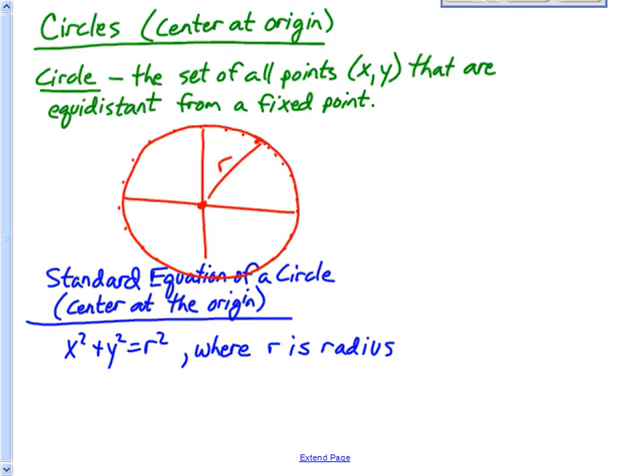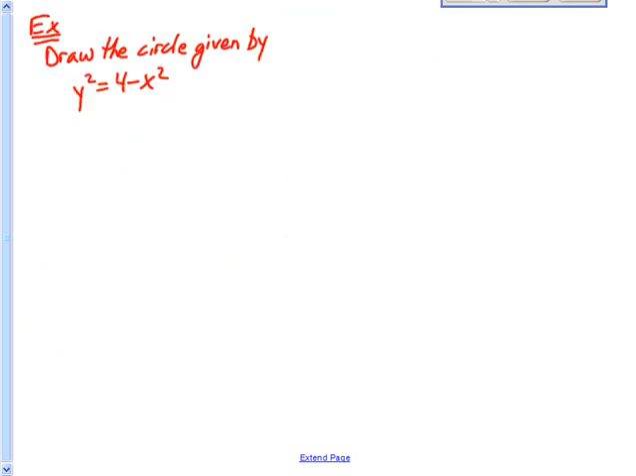So you have the standard equation of a circle: x squared plus y squared equals r squared, where r is your radius. And that's only for when you haven't moved the center away from the origin. So x squared plus y squared equals r squared. That's what we'll be dealing with here, this first part.